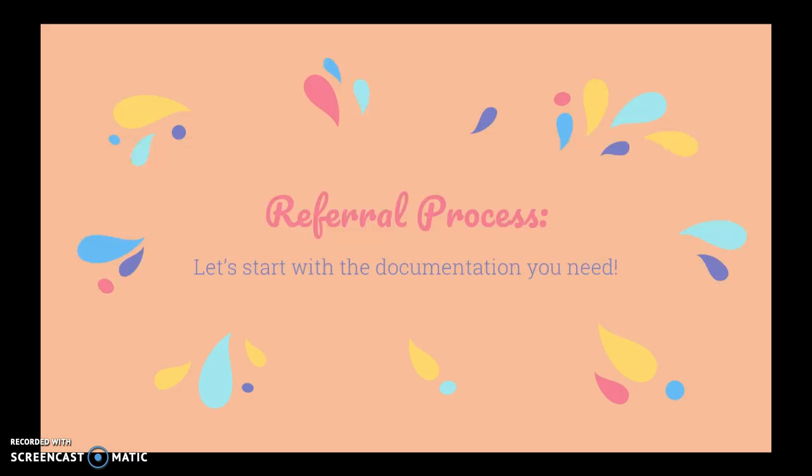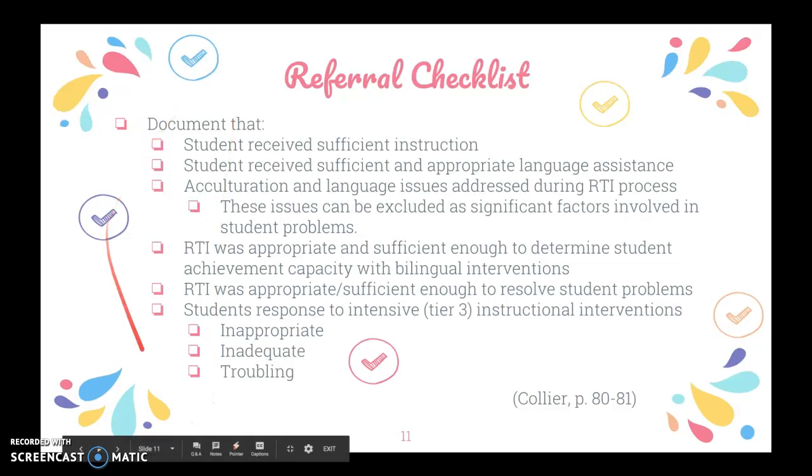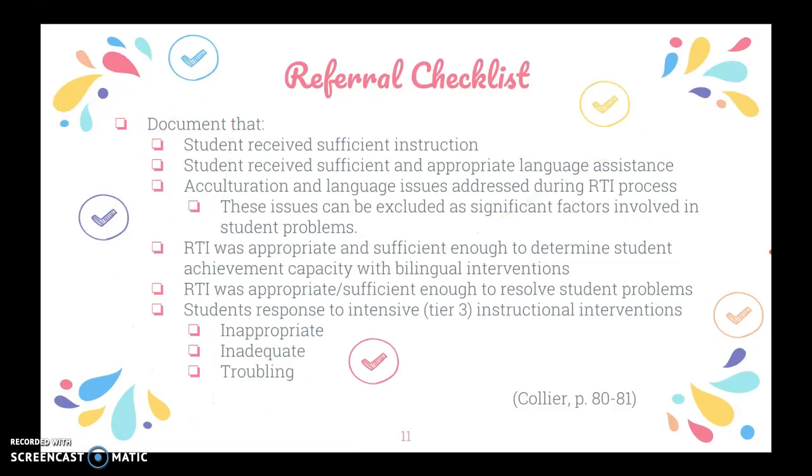Now to the referral process. Let's start with the documentation you might need. There's a referral checklist documenting things that you must document before you can refer. So you must document the student has received sufficient instruction along with sufficient and appropriate language assistance. Document that acculturation and language issues are addressed during the RTI process because these issues can be excluded as a significant factor involved in the student's problems.